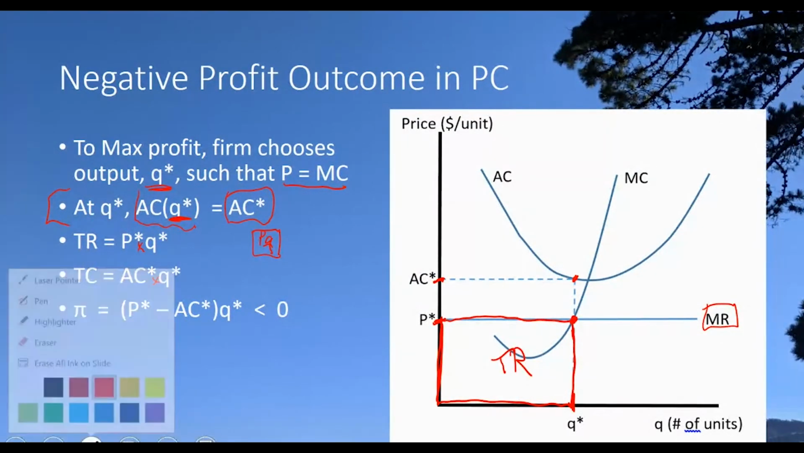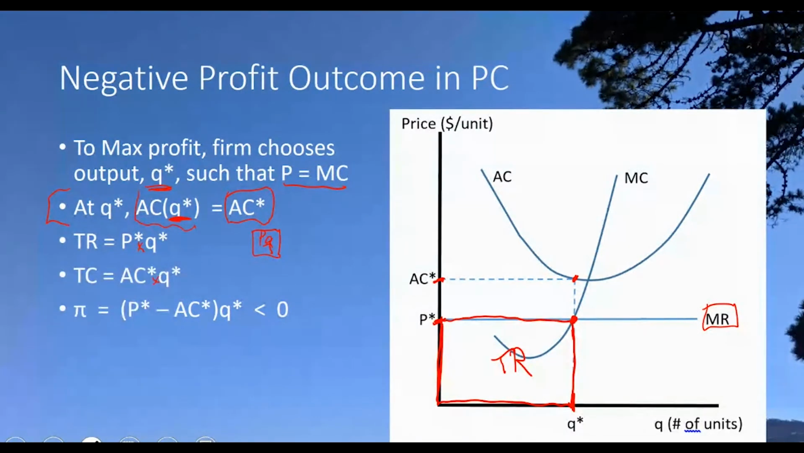Okay, what about costs? Costs are average cost times quantity. Average cost is given by this distance. Quantity, again, is given by that. So the green rectangle is going to correspond to total costs.